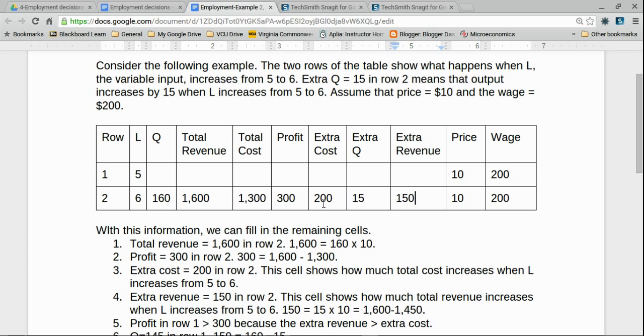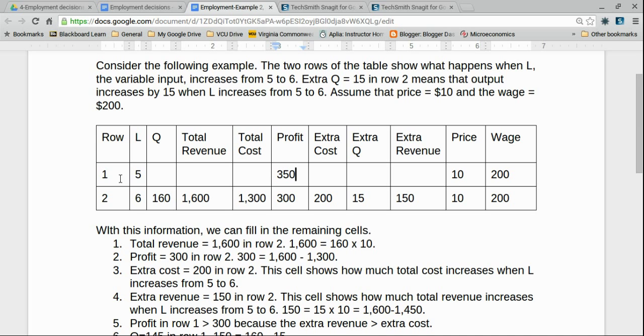The revenue that I lose, or that I save, let's back up. The revenue that I lose is $150, but the cost that I save is $200. So when L goes from 6 to 5, I give up $150 of revenue and I save $200 in cost. If my cost savings is higher than the revenue foregone, profit will rise. The difference is 50. So I know at this point that profit will be higher when L is 5 than when L is 6. And in fact, I know it'll be $50 higher because the difference between the extra cost and the extra revenue is $50.